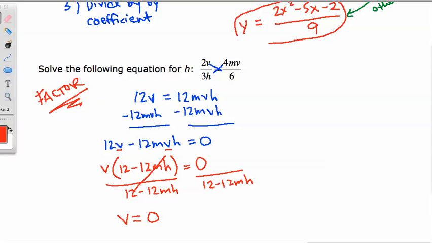I just realized I solved for v instead of h, so I'm just going to change the problem to solve for v. If we had been solving for h, I'll do that over on this side. So obviously this is a common mistake, is to accidentally solve for the wrong thing. So let's bring this over.